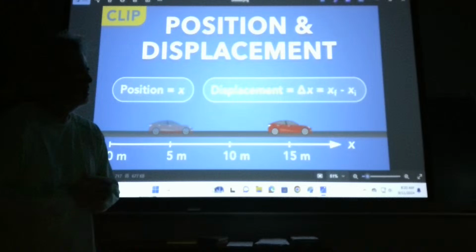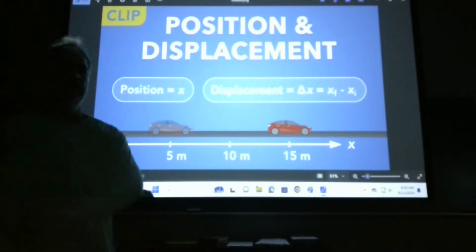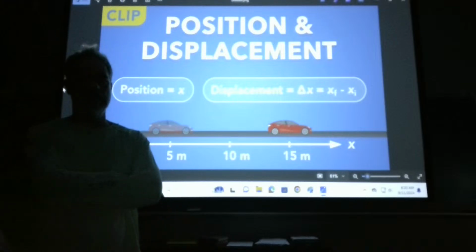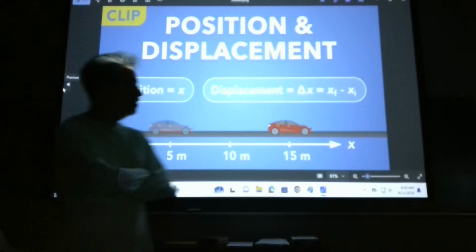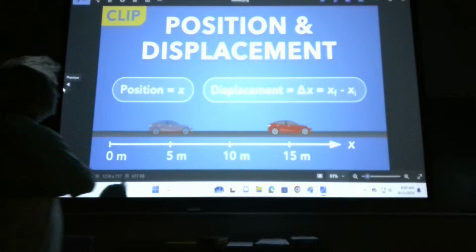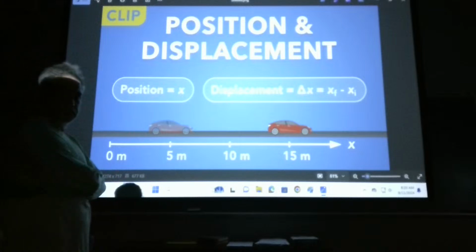Are they used in a similar conversation? Yes, they are both kinematic variables. They're both describing motion, but they're describing movement concepts two different ways. Position: where are you at? Displacement: how did you move? Makes sense. Motion: where are you going?